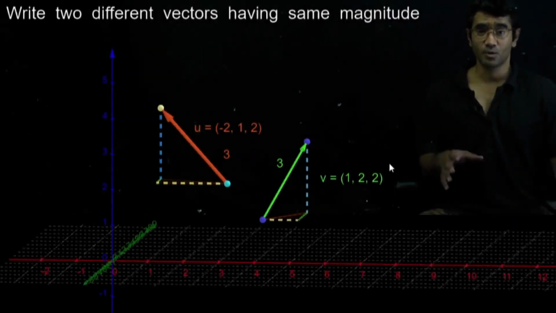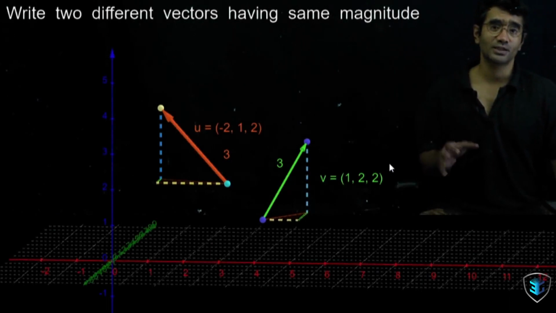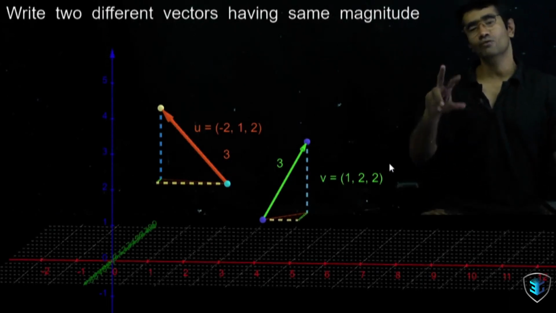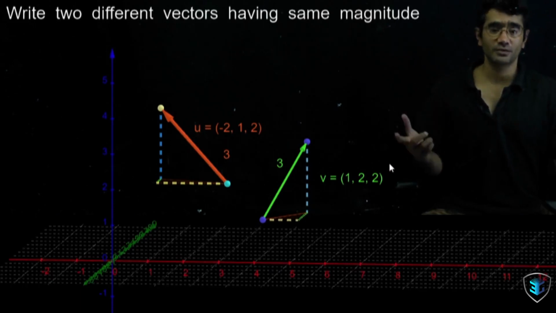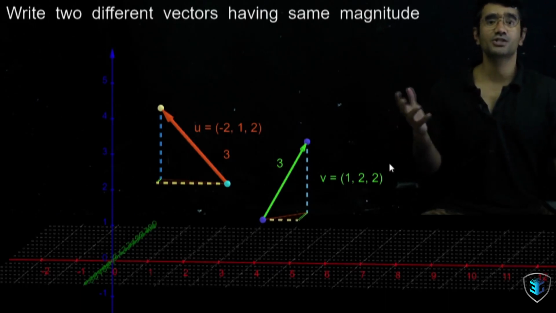Hey guys, let's talk about the next problem. It's a very easy one, right? It says write two vectors of the same magnitude. Now, two vectors can be different in two parameters. One is that their magnitude should be different, of course, and if the directions are different.